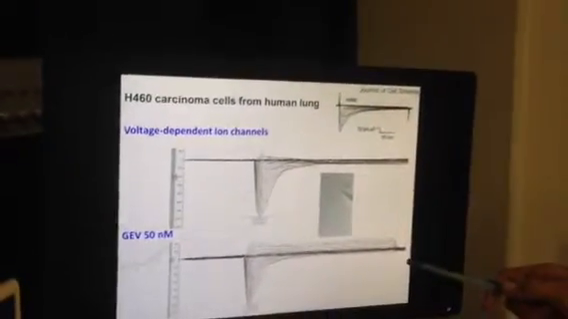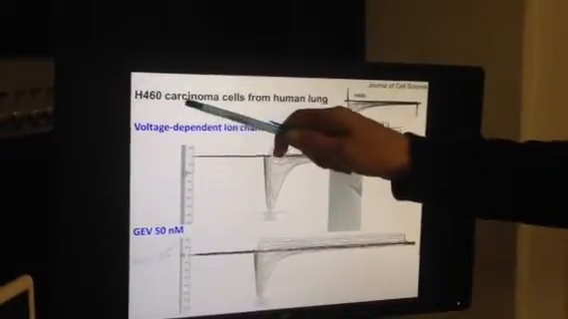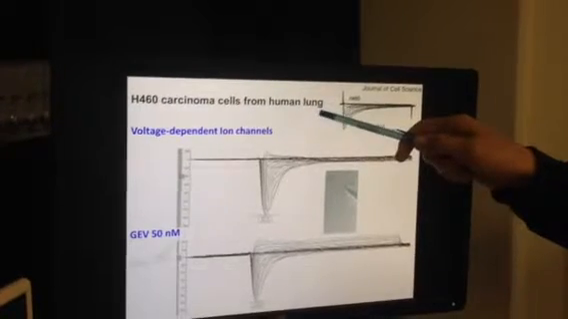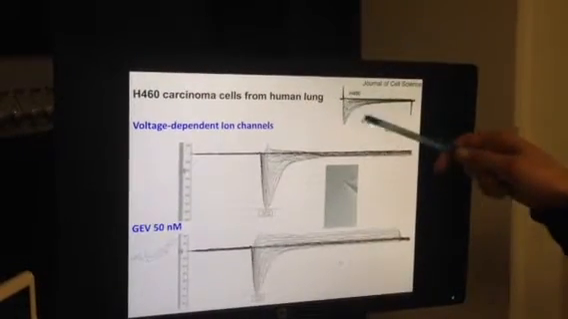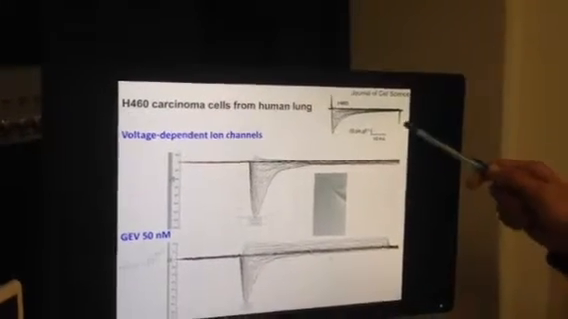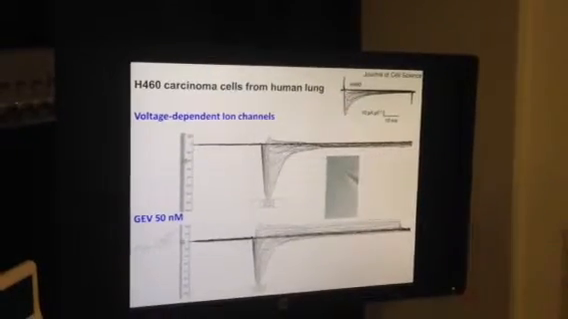This has nothing to do with what I was talking about here, because this is diabetes, and I just switched to this slide, but here it's very interesting. Here is another collaboration that I have been doing here at the university, where we are working with H460 carcinoma cells from human lung, and this professor wanted to see if the sodium channels are localized in the plasma membrane of the carcinoma cells that she is culturing in the lab.